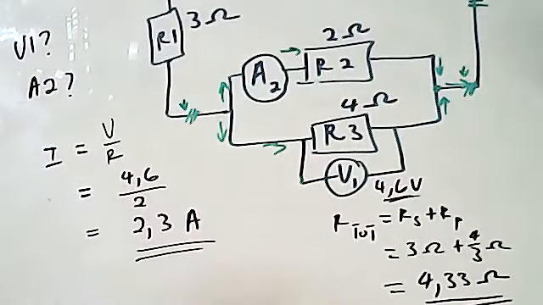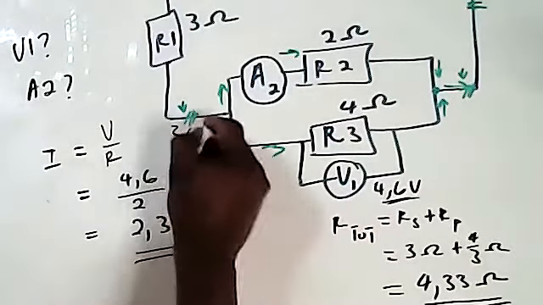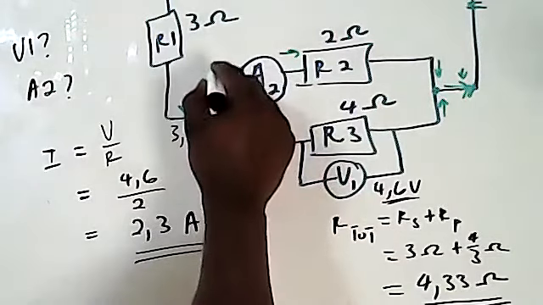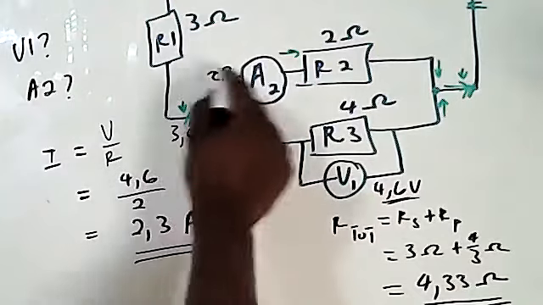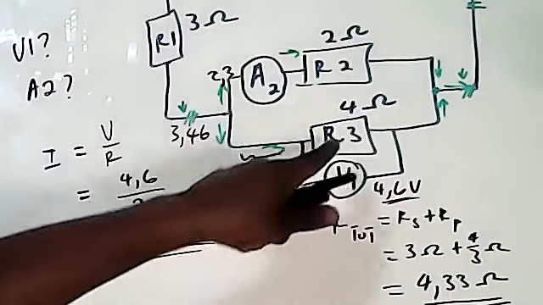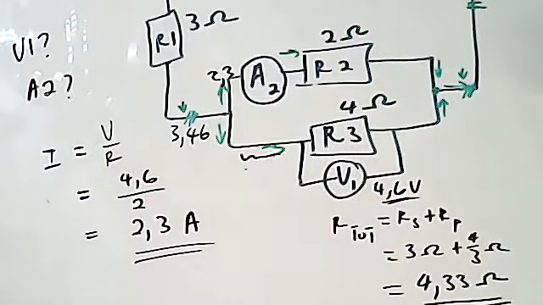So since it's 2.3 amperes out of 3.46, right? When we get here, we said we have 3.46 amperes. This 3.46 we said is going to split. Now we know that 2.3 is going here. The remaining, if you say 3.46 minus 2.3, is the one that will be coming this side. So if they say calculate the current in resistor 1, you just say this minus that because you know that it's going to split. You are done.